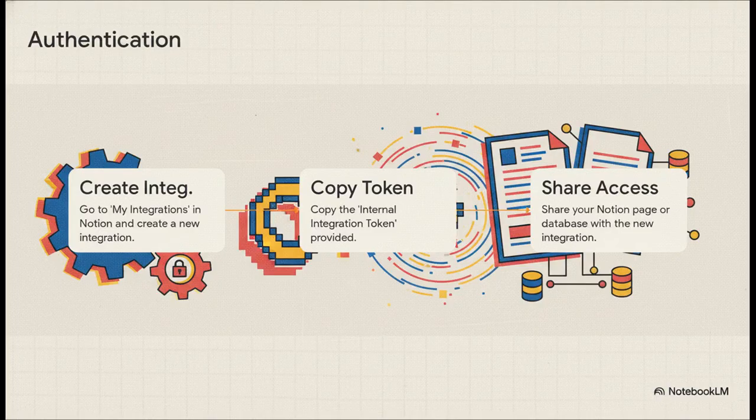Done. Next up is authentication, and it's just these 3 simple steps you see here. First, you're going to hop into your Notion settings and create what they call a new integration. That's going to give you this secret internal integration token. You'll want to copy that. And this is super important, don't forget this part, you have to explicitly share the Notion page or the database you want to mess with that new integration you just made.